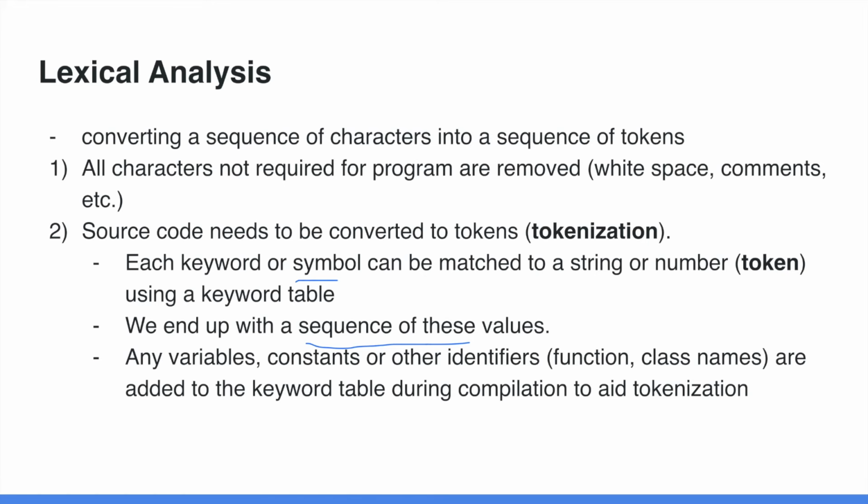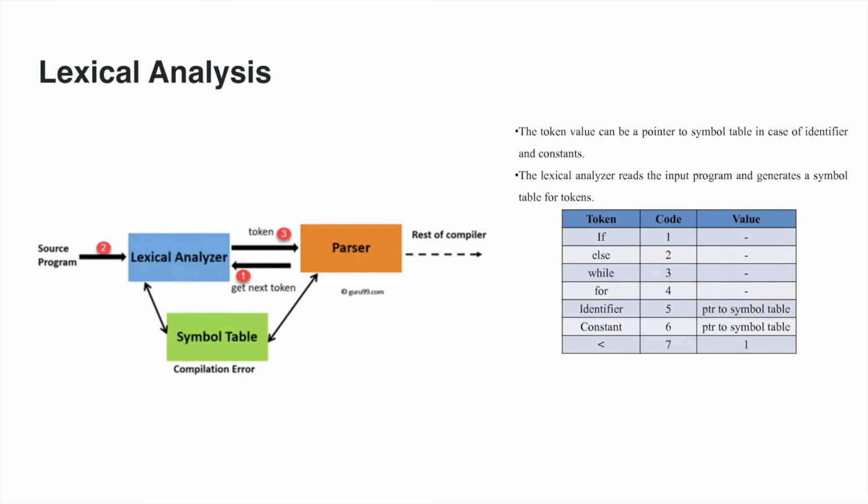It's not just keywords or symbols, but variables, constants, and other identifiers like function and class names. While these might be unique to a specific program, they might not be part of the programming language. Before we turn our program into tokens, we're going to add them to this keyword table that we're using to convert our source code into a bunch of strings and numbers.